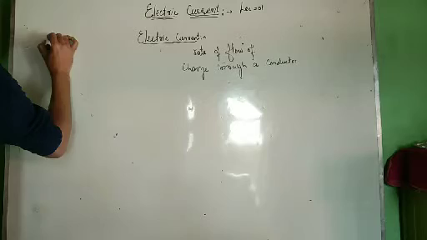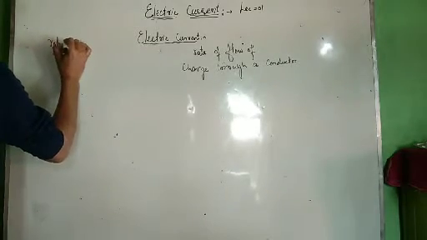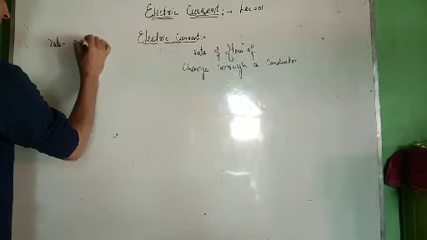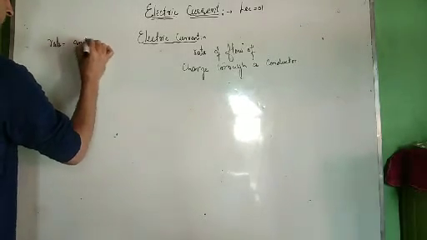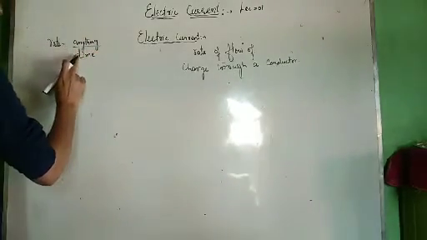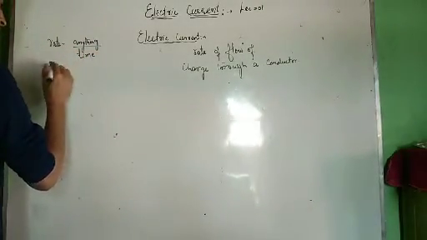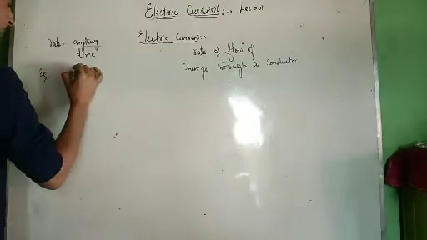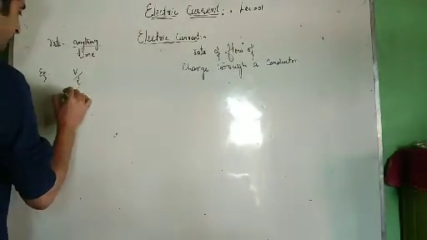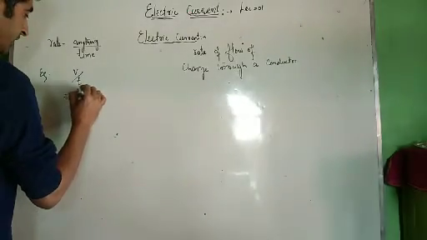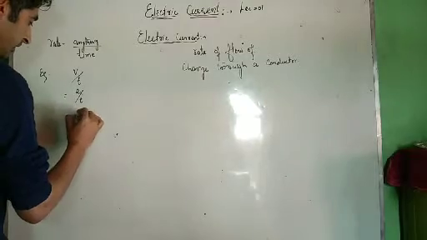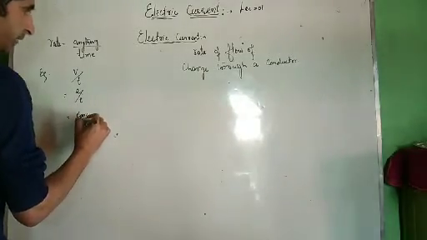What do we mean by rate? Rate means anything divided by time. When you have any quantity, you divide it by time, you call that rate. For example, rate of change of velocity is equal to velocity by time. Rate of change of acceleration is equal to acceleration divided by time. Rate of change of concentration is equal to concentration divided by time.